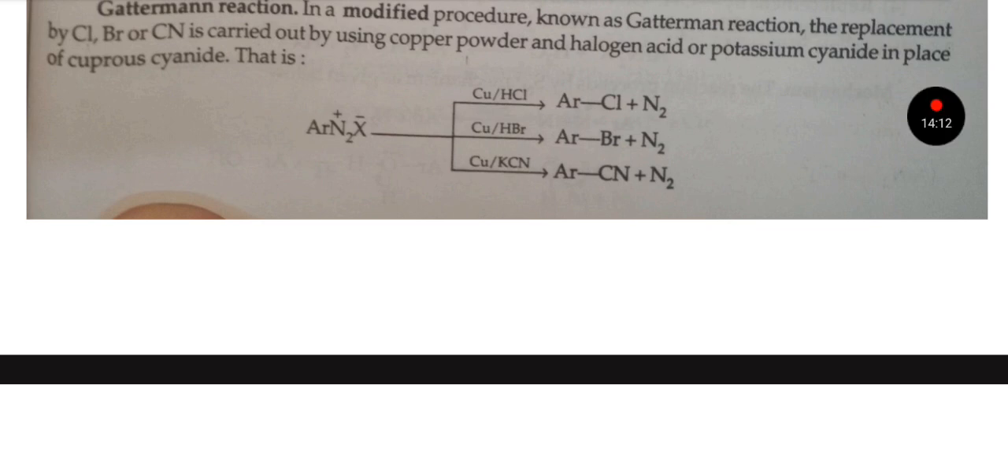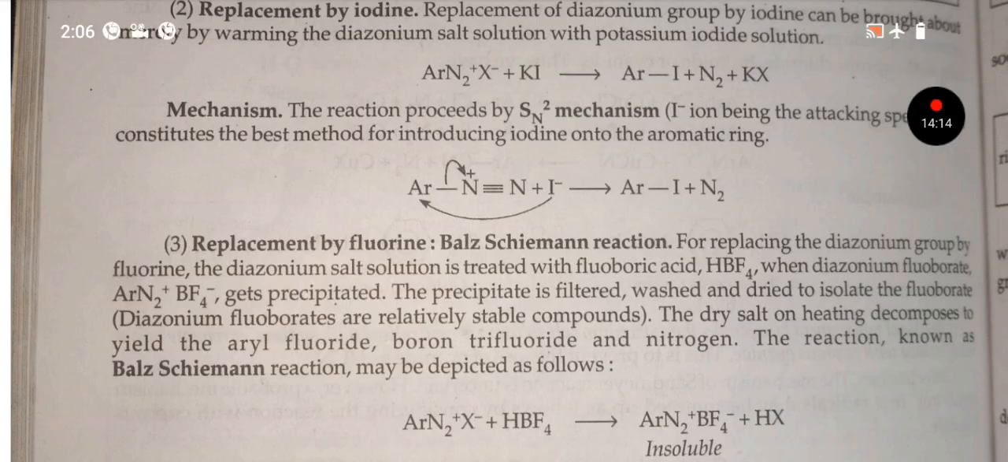Second, replacement by iodine. Replacement of the diazonium group by iodine can be brought about merely by warming the diazonium salt solution with potassium iodide solution. Mechanism. The reaction proceeds by SN2 mechanism. I negative ion being the attacking species, this constitutes the best method for introducing iodine onto the aromatic ring. Replacement by fluorine.